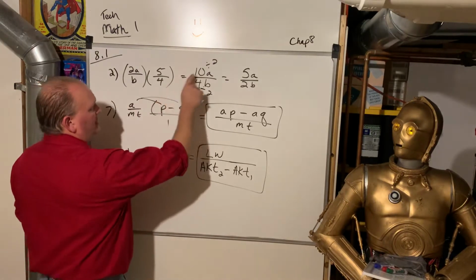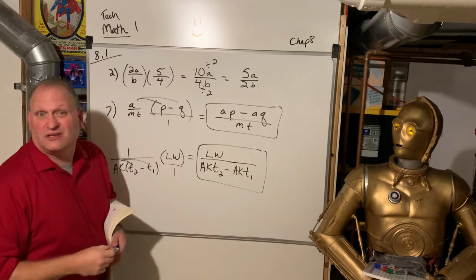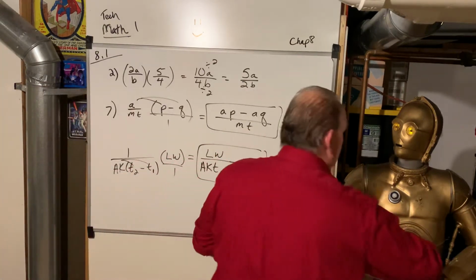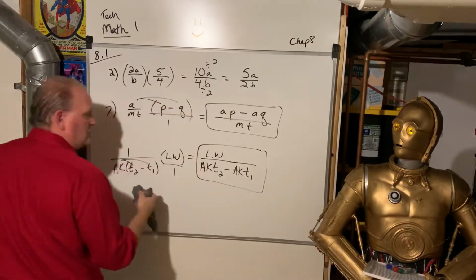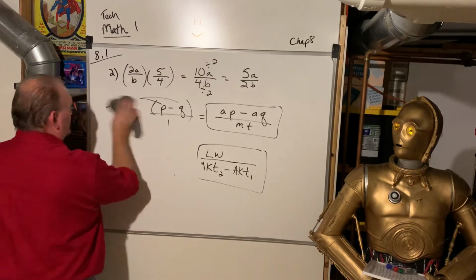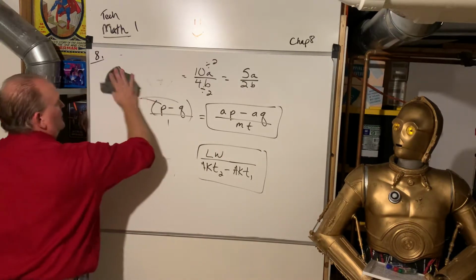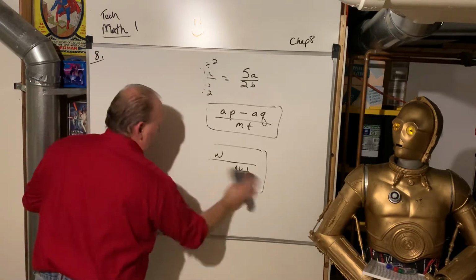When there are numbers involved, then you do have to reduce, all right? So it's a little easier to get your head around because you're used to working with numbers, but it's a little harder because then you have to reduce. Okay, let's look at 8.2.